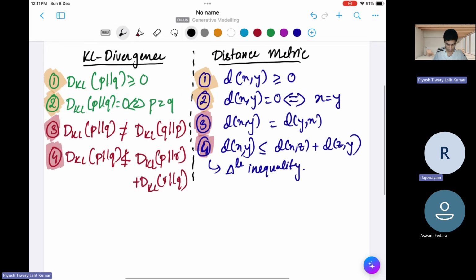Yeah, I have a question here. What is the rationale behind taking this term log of p x by q x? Because in the entropy measures, we could have taken simply p x, or in the cross entropy measures, we could have taken simply q x. What's the rationale behind taking this log of p x by q x? And moreover, we are not using any negative symbol here. What do you mean by negative symbol?